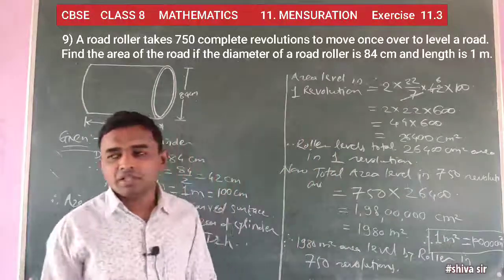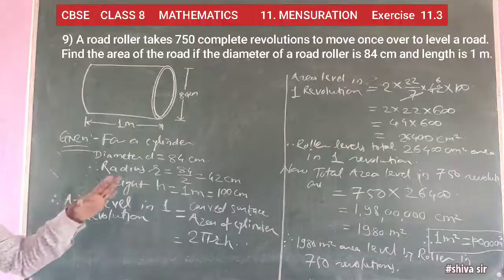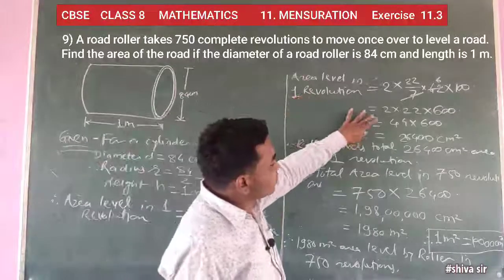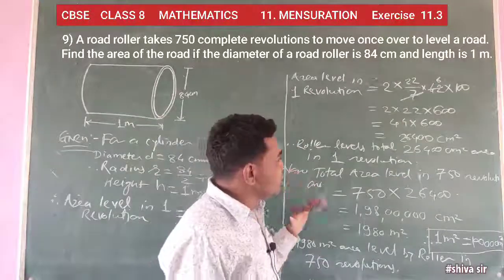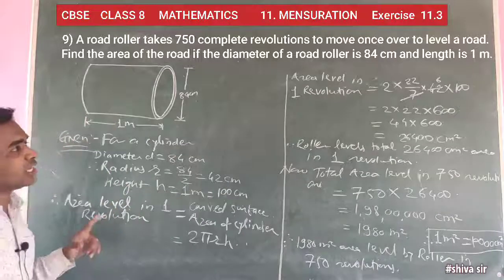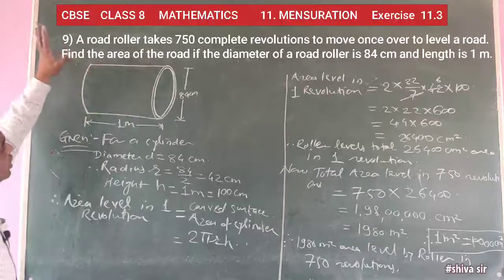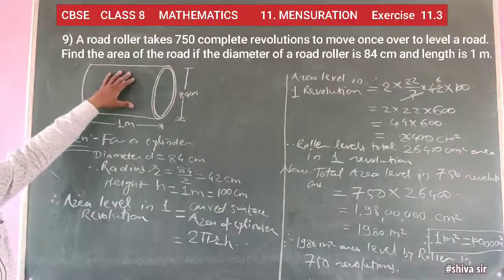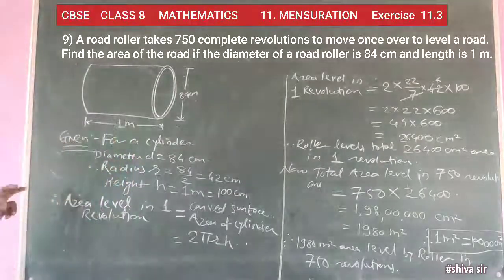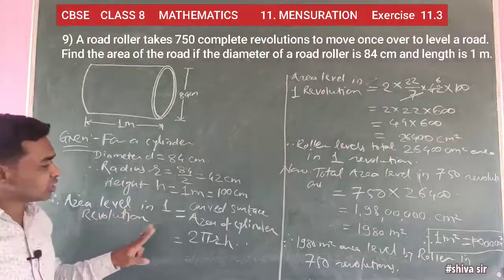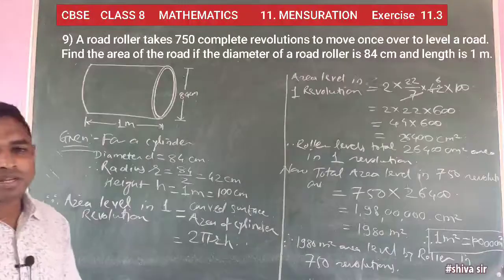So this is example 9. Understand? Here, first calculate the area leveled in 1 revolution, then multiply the answer by 750, because there are 750 revolutions. To find the area leveled in 1 revolution: 1 complete rotation of this cylinder is equal to the curved surface area of the cylinder. And the formula for the curved surface area is 2 pi RH. That means the area leveled in 1 revolution is equal to the curved surface area of a cylinder.